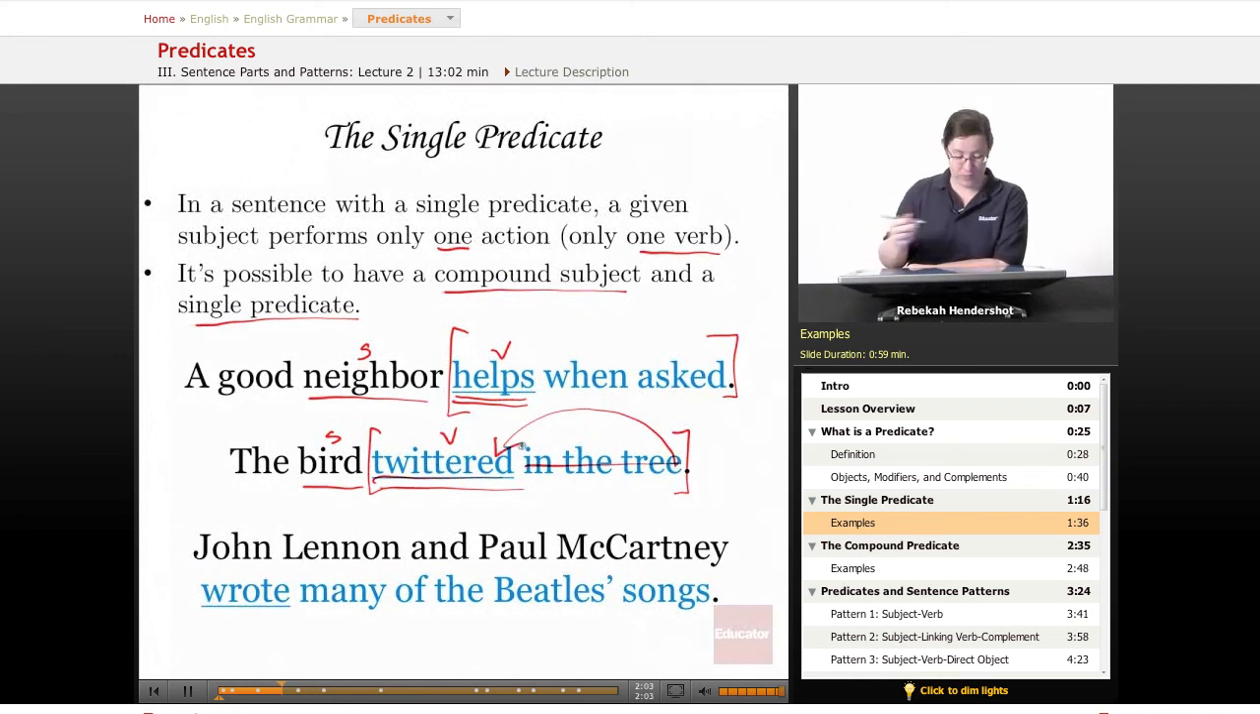In the tree. All right, then we have John Lennon and Paul McCartney wrote many of the Beatles songs. John Lennon and Paul McCartney: we have a compound subject, two individuals, both named, but they did one activity. They wrote, the verb, many of the Beatles songs, and many of the Beatles songs is the object of the verb wrote. It's what they wrote. So you can have a compound subject, Lennon and McCartney, performing a single predicate. One action, they wrote many of the songs.